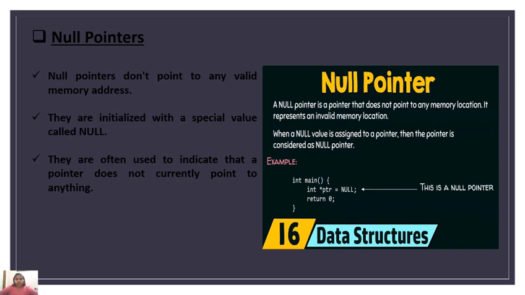When a null value is assigned to a pointer, then the pointer is considered a null pointer. The example, as we can see in the image: int main, and int *ptr is equal to NULL. So this is a null pointer, and return 0.